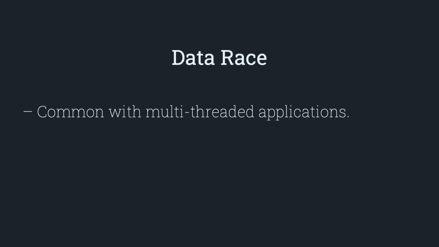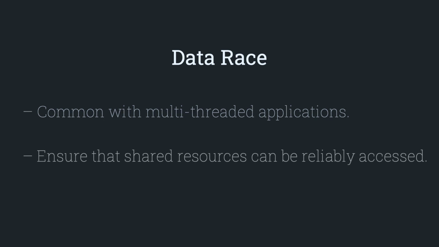So data race bugs are very common when writing multi-threaded applications. If there's ever a shared resource between two or more threads, make sure that it can be reliably accessed or modified by every thread.